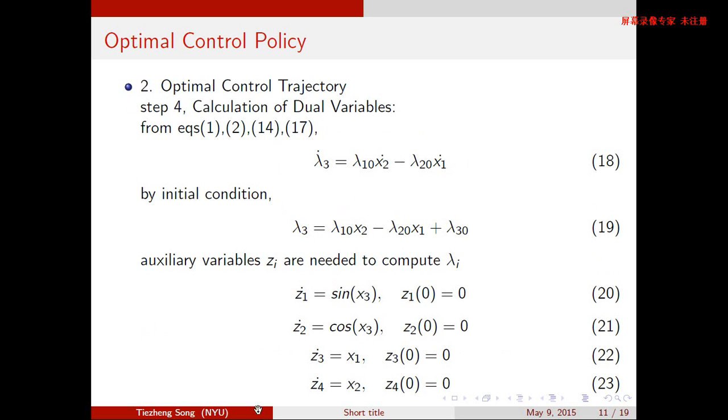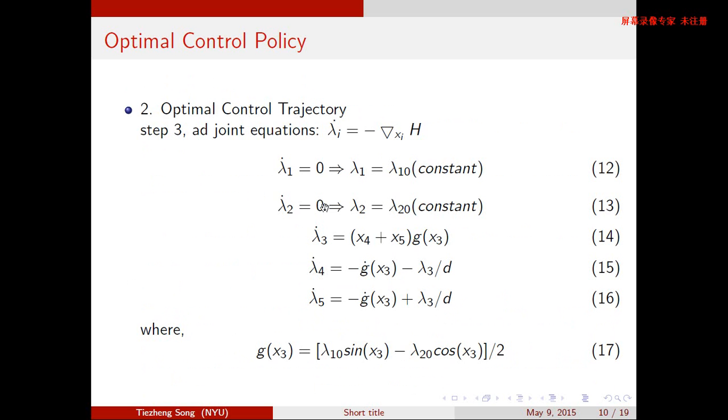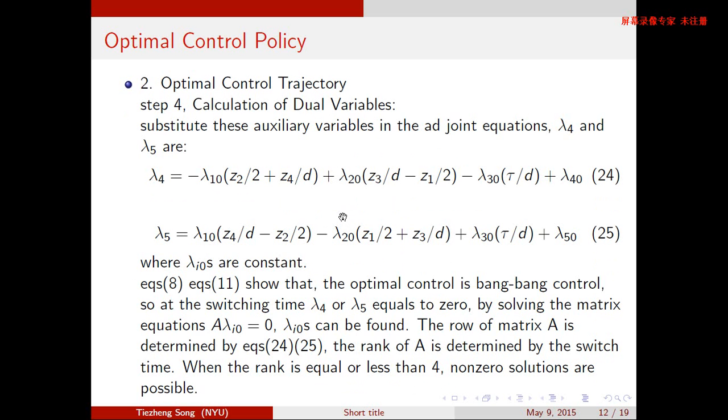The dynamics of vi are given by these four equations, 20 to 23. The initial conditions for the auxiliary variables vi are 0 at time 0. Then we substitute these auxiliary variables back into the adjoint functions and integrate.